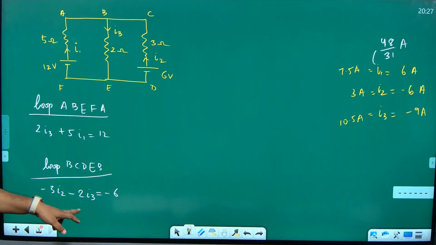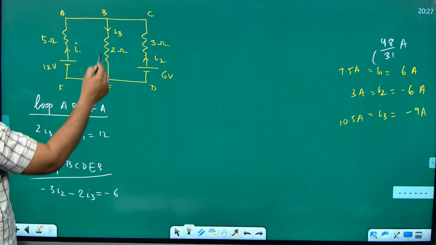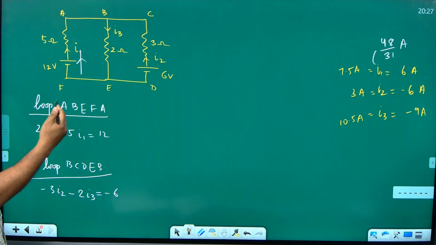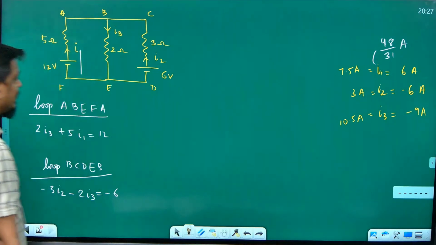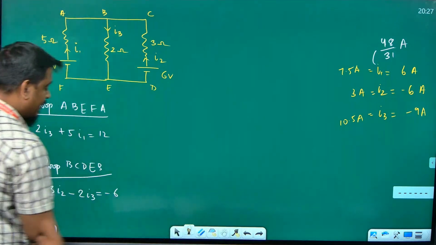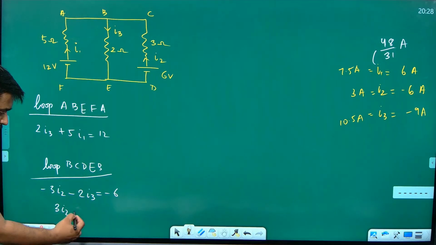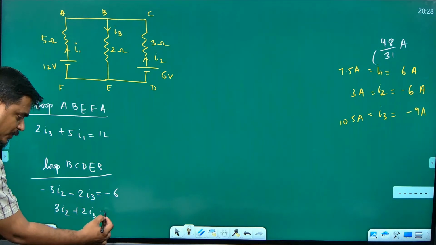For this one, what I have done, because I am going A, B, E, F, A, I am going from negative to positive. How it will be negative? Are you getting my point, Yogit? Every small thing is very important here. Now, if I want to write minus together, then I will write 3I2 plus 2I3 equal to 6.